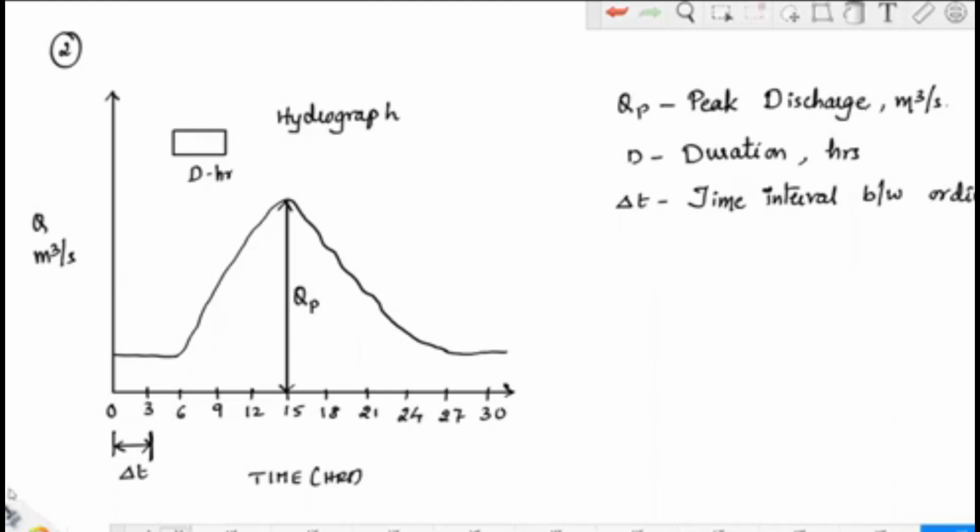Now here, this is nothing but base flow. The above part is nothing but direct runoff. So this is your hydrograph. Now from this hydrograph, if I remove base flow, I'll get the direct runoff hydrograph.